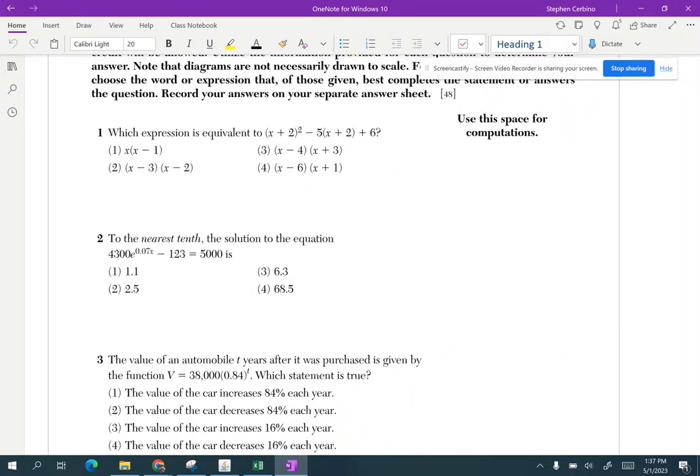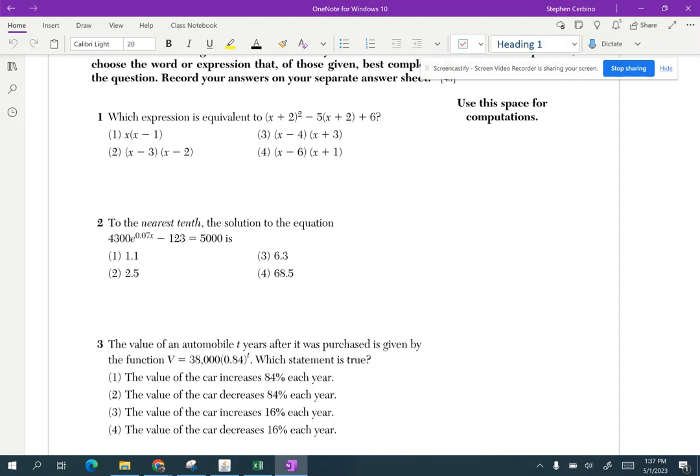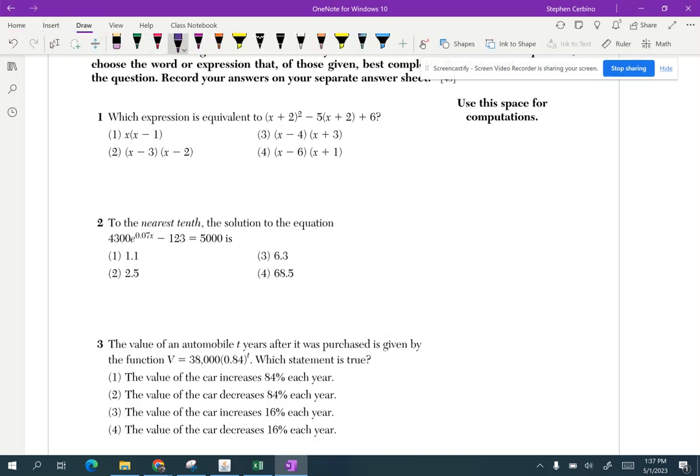So number 1 wants us to know which is equivalent to this expression. The way that they want us to do this question is to essentially rewrite this quadratic as something else, like say a squared minus 5a plus 6. So essentially we're saying that a is x plus 2. And then we want to try and factor this like normal. So we're saying what multiplies to make 6, but adds to make negative 5. And we know that's going to be negative 3 and negative 2.